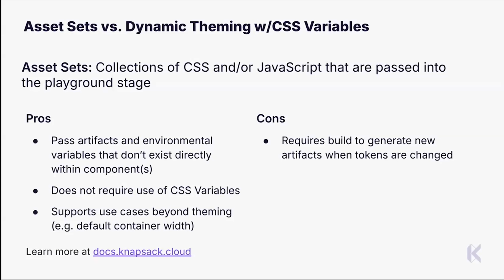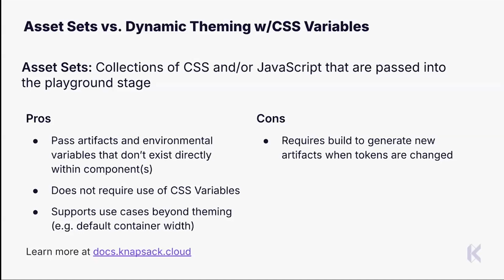There's a downside, which is it's not quite as dynamic, especially if you're working in the cloud environment. You can change a token, but it won't immediately show up in the playground because it needs to go through a build process to regenerate that CSS artifact that is loaded in. So really powerful. Some use cases will use it all the time.